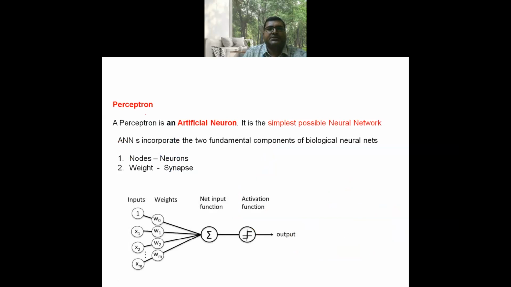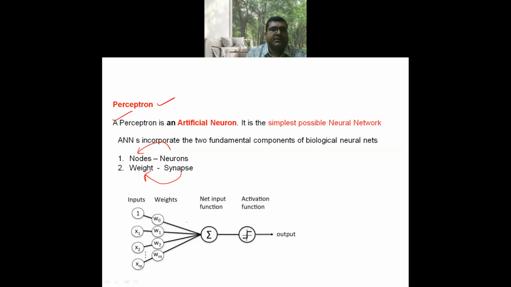A perceptron. A perceptron is an artificial neuron. It is the simplest possible neural network. Artificial neural network incorporates the two fundamental components of biological neural nets, that is, nodes and synapses. Neurons can be considered as nodes, synapse can be considered as weight. Now here it is an artificial neural network. It is also called perceptron.